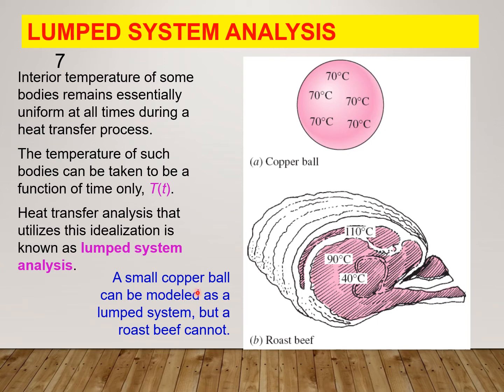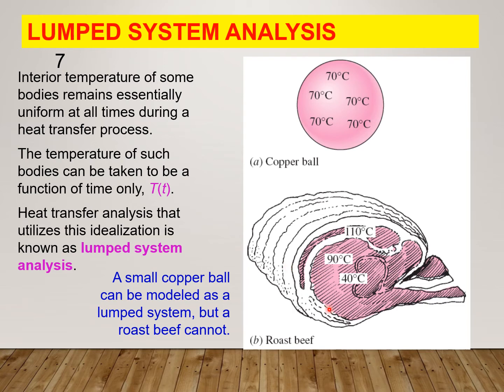A small copper ball can be modeled as a lumped system. This is a ball. When we heat the ball, after some time it reaches a steady state, and then the temperature of such bodies, like a copper ball, is a function of time only, not distance. We can see at all points its temperature is the same: 70 degrees at this point, 70 degrees at this point, 70 degrees at this point, 70 degrees at this point. At all the points it is the same: at the surface, at the bottom, at the center.